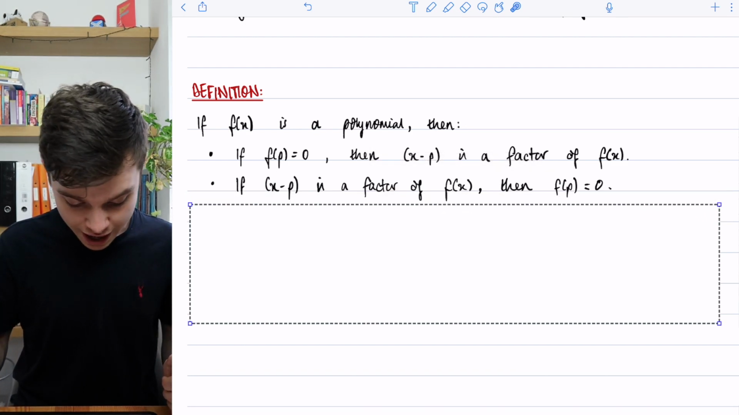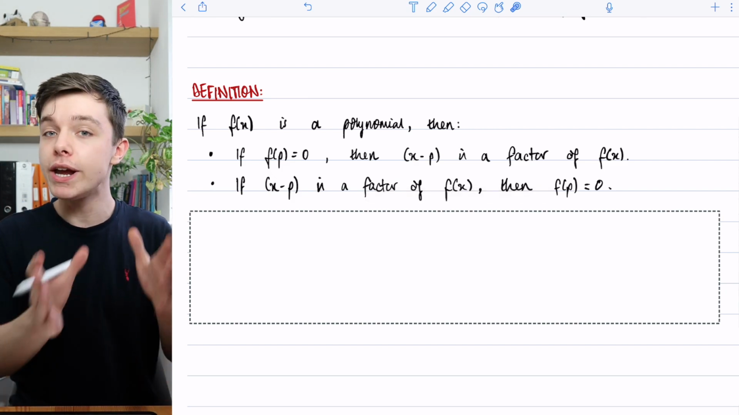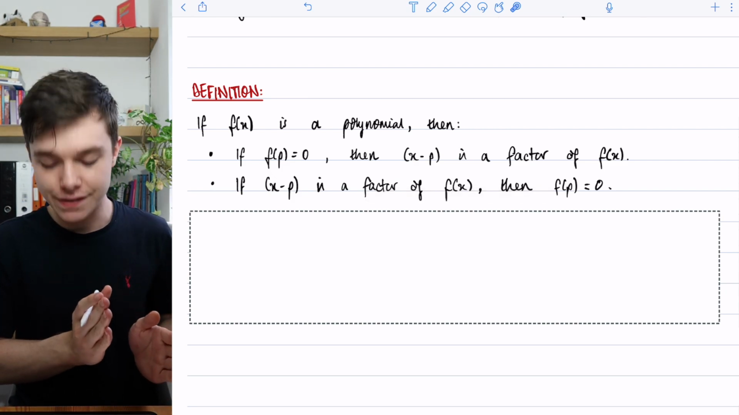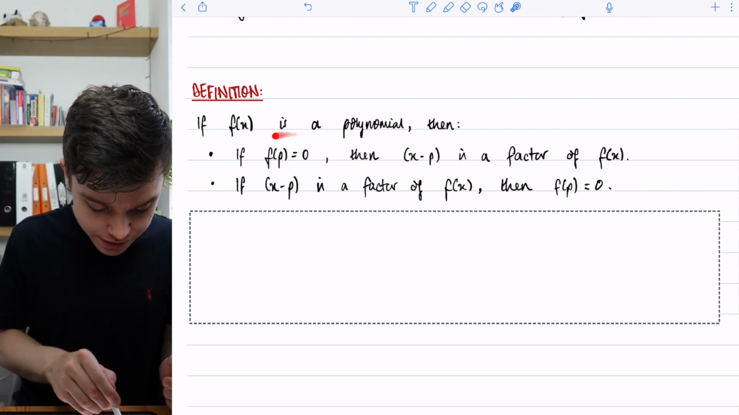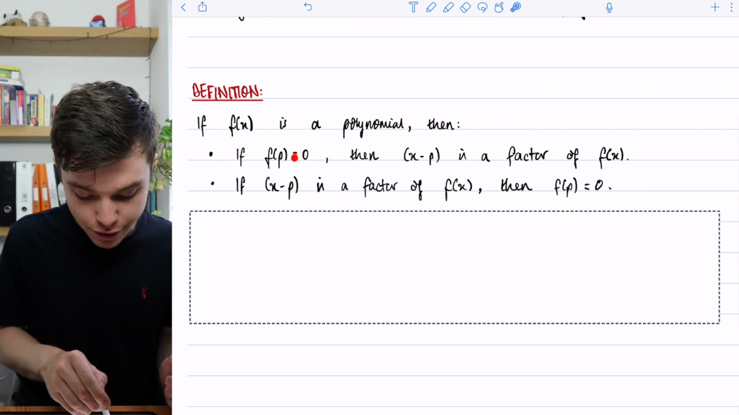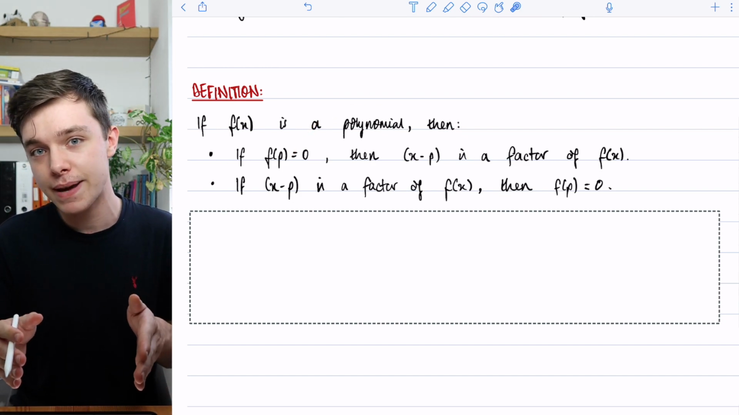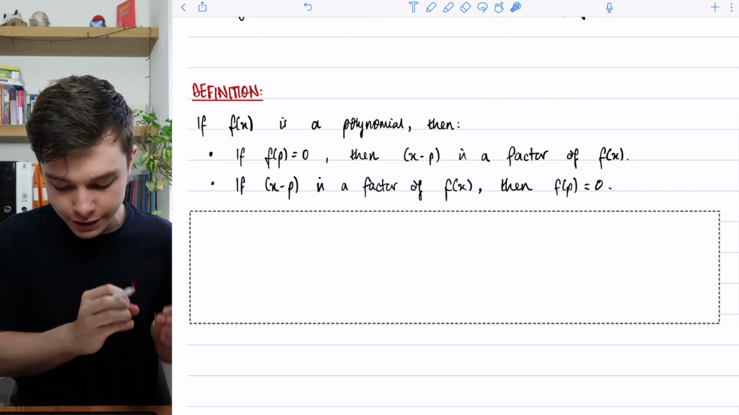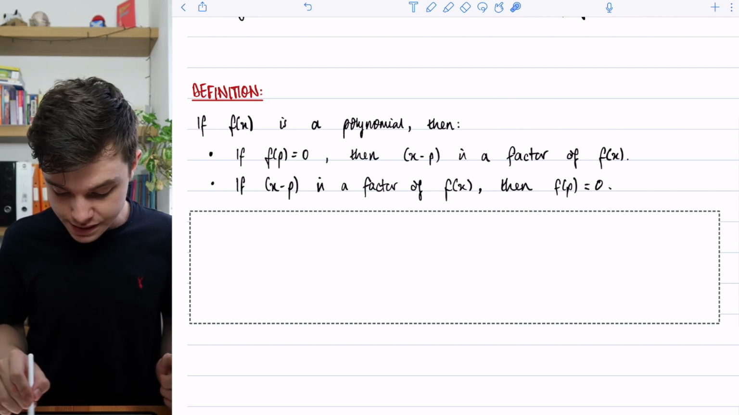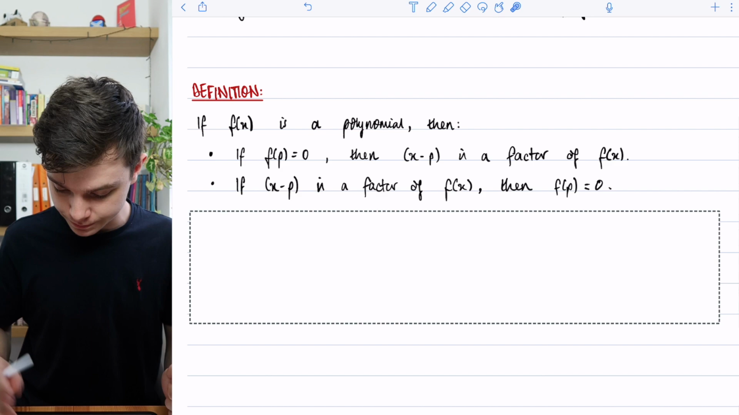We can also say that the other way round. So if we know that x minus p is a factor, then f of p is 0. Here we were starting off with f of p being 0 and getting that x minus p is a factor. Here we're saying if we know x minus p is a factor, we can work the other way and say f of p is 0.